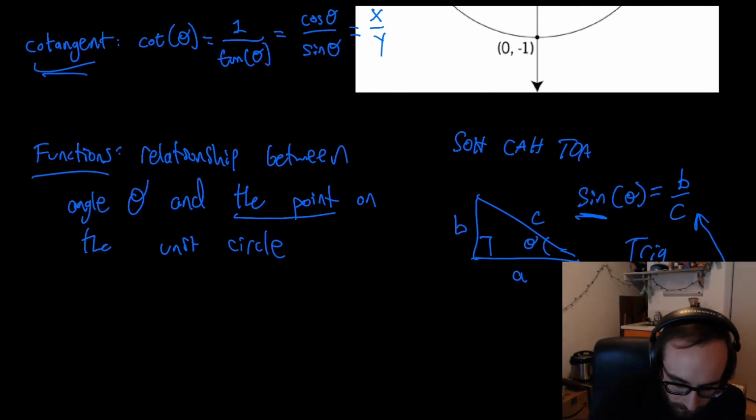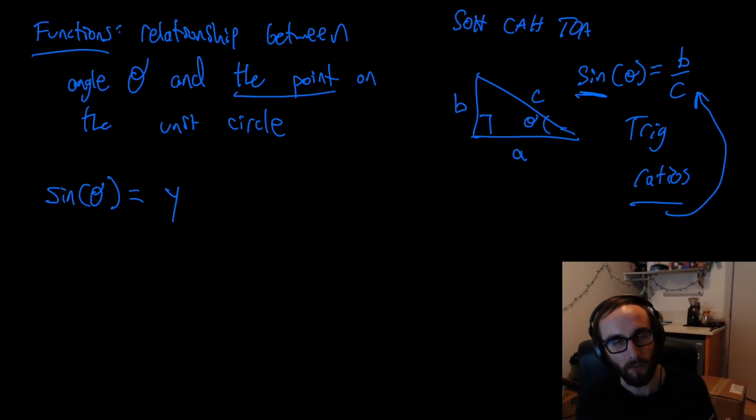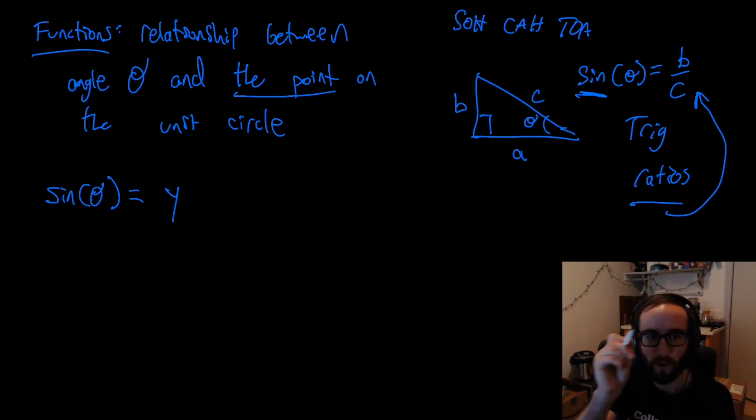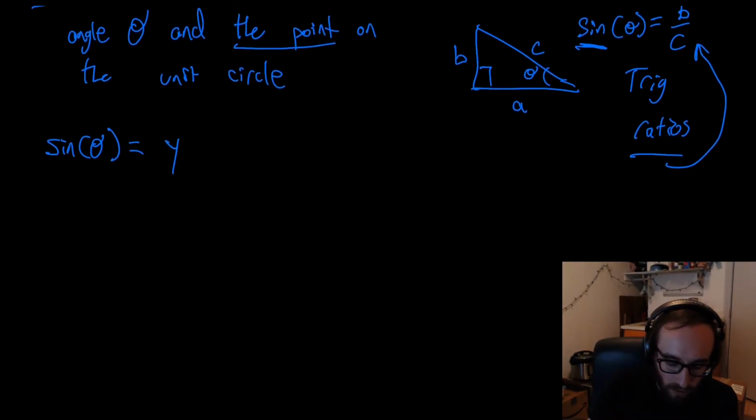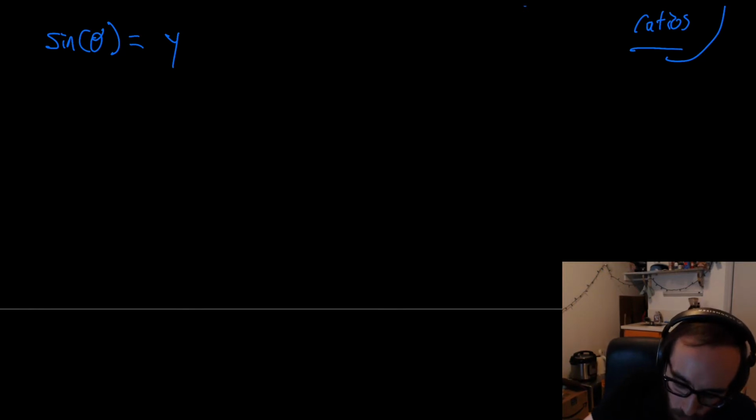and tangent. So for example, if we think of sine of theta, that's just equal to the y value that we see on the unit circle. So wherever we are on the unit circle, we're relating the angle theta, that's our input, to whatever the y value is for that point on our circle.